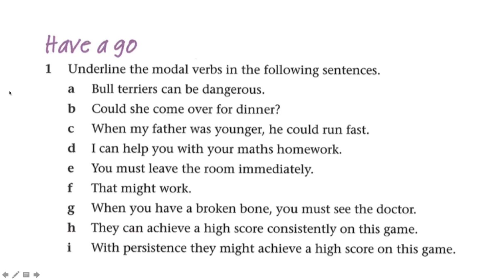This first one here, very simple indeed. You need to underline the modal verbs in the following sentences. So all you need to do is identify them. In the first one here, A, "Bull terriers can be dangerous." Obviously, it's going to be can. Okay. Simple. Go through and complete the rest of those.